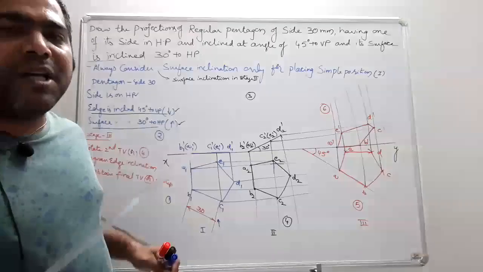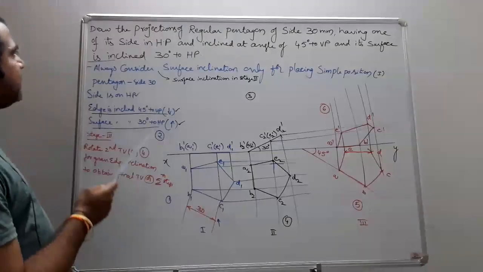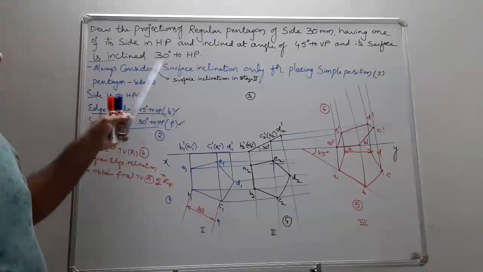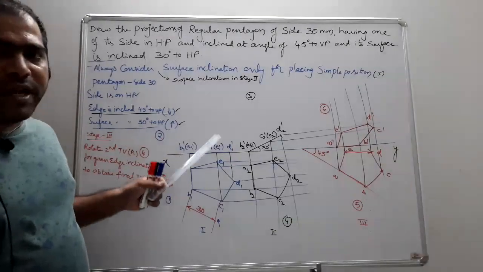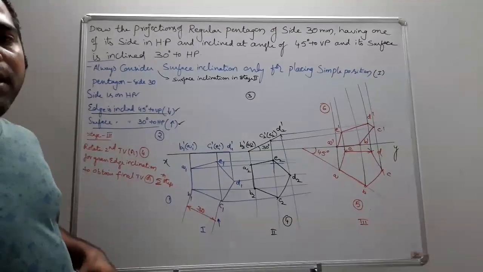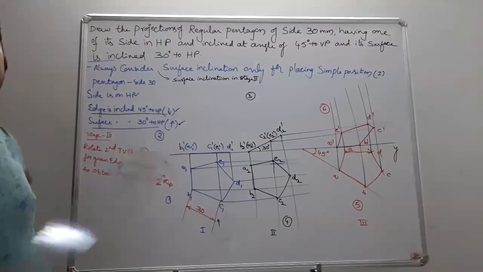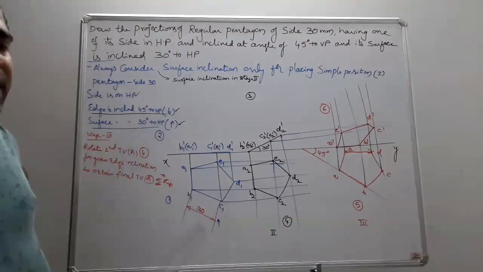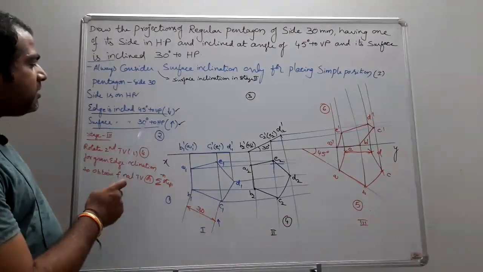Plane surface inclined to one reference plane. So here let us see. Draw the projection of a regular pentagon of side 30 having one of the sides on HP, and the surface inclined 30 degrees to HP. The edge inclination is 45 degrees to VP. Okay, so when this is the consideration, first of all, we always have to consider the surface inclination. Here, the surface inclination is 30 degrees to HP.